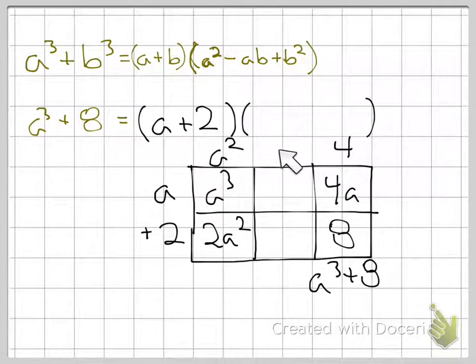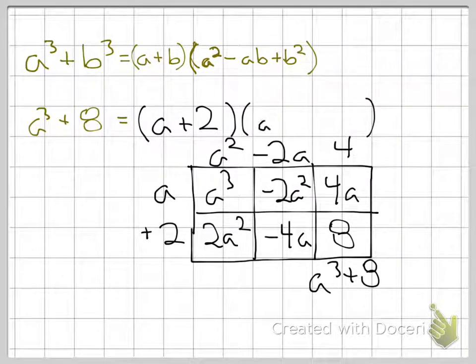Okay. What do we want this to be? What does it need to be? Negative 2a. Yeah, because it has to be 0 with that. Which means this has to be. Okay? Which means we're going to have what right here? So it's going to become a squared minus 2a plus 4.